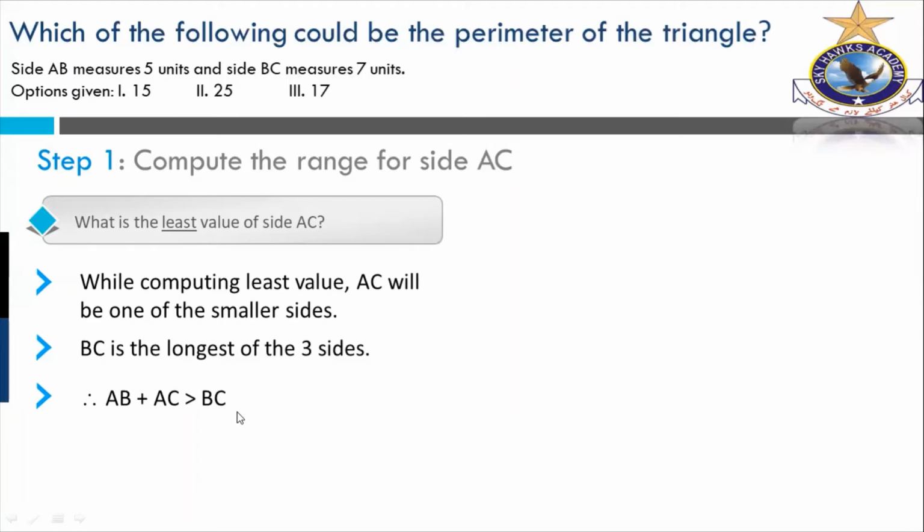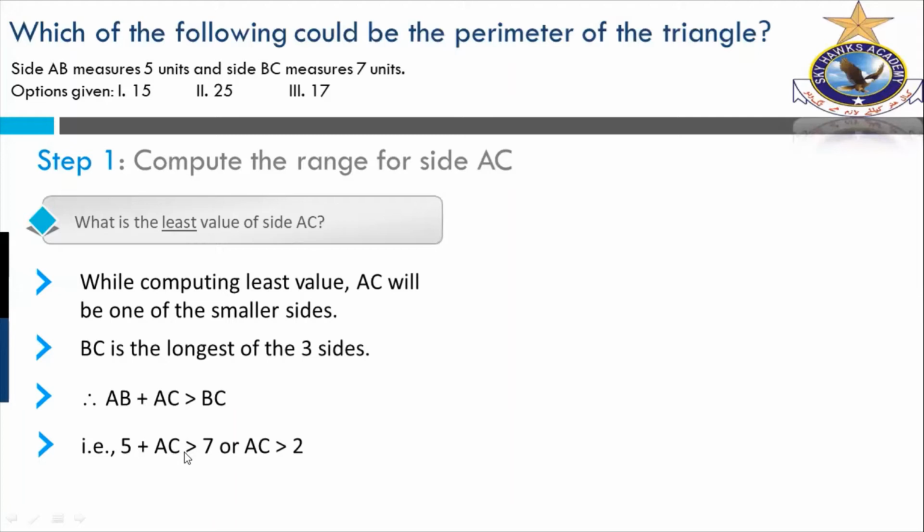Anyhow, we are just supposing this. Next, we are putting the values. AB is 5 plus AC, and that must be greater than 7. So we can solve this inequality. Now we are talking about the inequality for the first time. The solution of an inequality is just like the solution of equations. There are some exceptions, and we'll talk about that. But this is so simple.